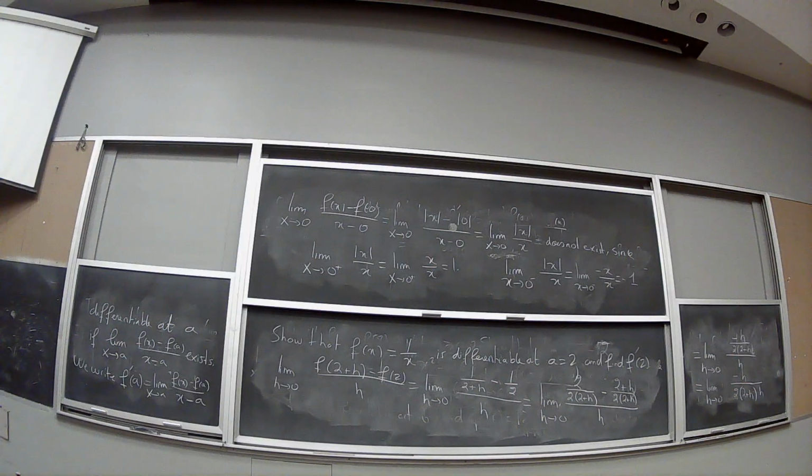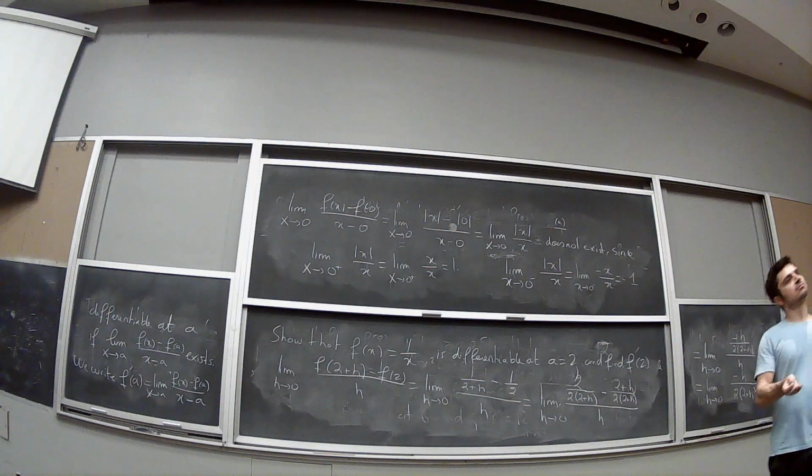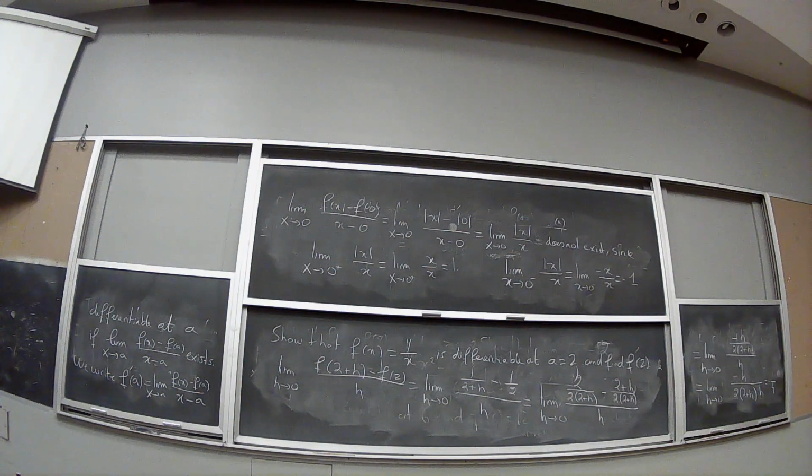What can I cancel out though? The h is out. And what am I left with? I'm left with minus 1/4. Okay? Really, finding the derivative is just dealing with a limit of the form 0 over 0. And do you know how to do this or not? We've done this many, many times.